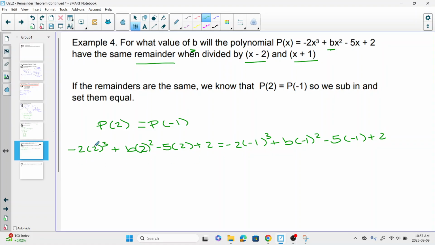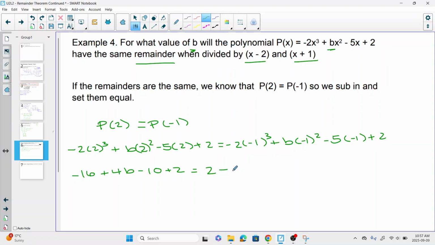2 cubed is 8. Times negative 2 is negative 16. Then we have plus 4b. Then we have a negative times a positive, which is negative 5 times 2, which is 10, plus 2. Negative 1 times negative 1 is positive 1, times negative 1 again is negative 1, so negative 1 cubed is negative 1. Negative times a negative is a positive, and 2 times 1 is 2, so this whole term becomes 2.